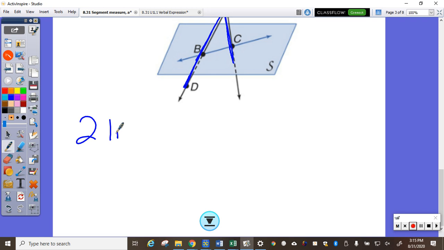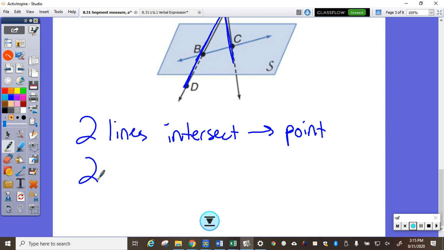2 lines intersect at a point. 2 planes intersect at a line.